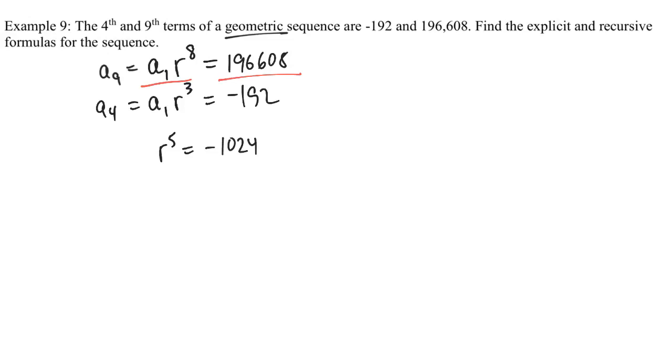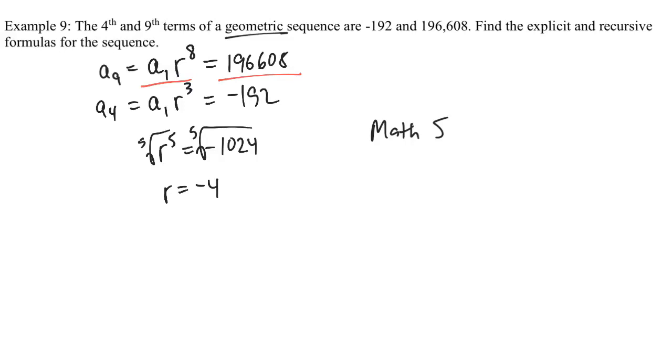And so now I'm going to get r by itself by taking the 5th root of both sides. And in the TI-84 calculator, in order to do that, you're going to hit Math 5. And then you're going to have to change the root to be the 5th root in order to find the 5th root of negative 1,024. And what you're going to end up getting is a ratio of negative 4.